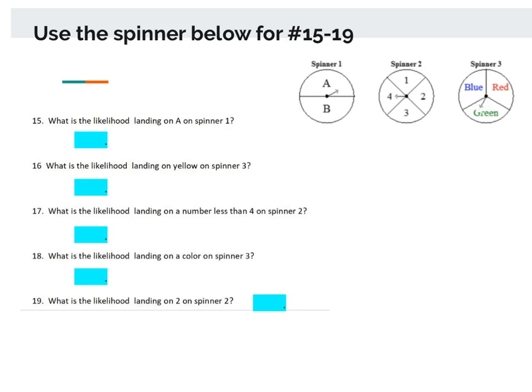It says, what is the likelihood of landing on A on spinner 1? So if we look at spinner 1, there is 1 favorable outcome out of 2 possible outcomes, which is a half. Now, I like to write out the actual probability as a number first and then figure out what word I would use. Well, since a half is 50%, that means that we're equally likely to get an A as a B. So equally likely.